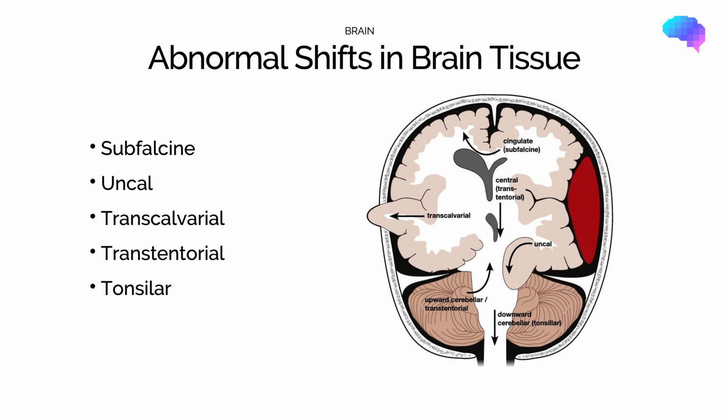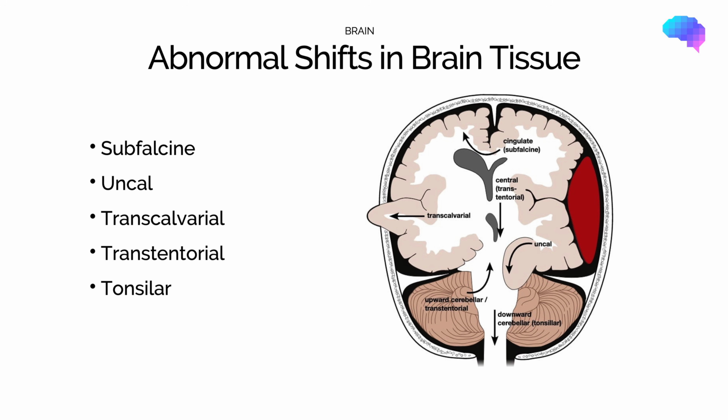So now we're going to move on to look at some abnormal shifts in brain tissue rather than the tissue being damaged itself. We're going to look at different types of herniation of the brain. So this is essentially one area of the brain moving to another area where it shouldn't be.